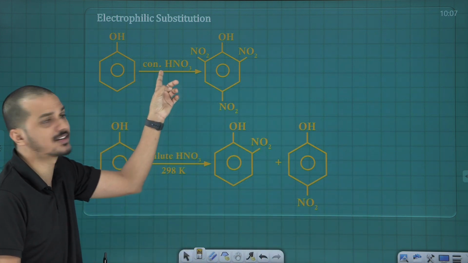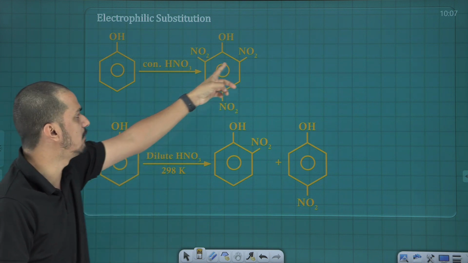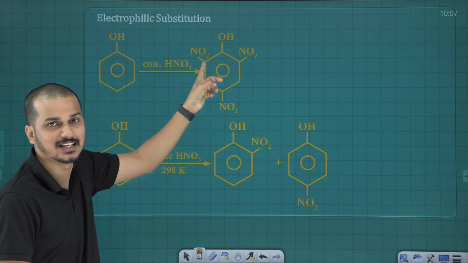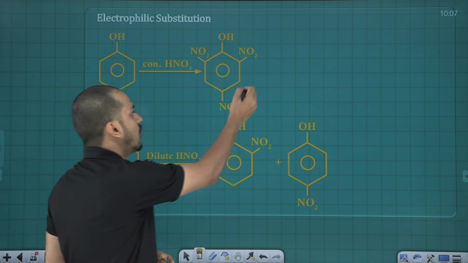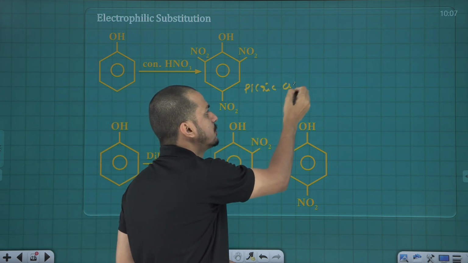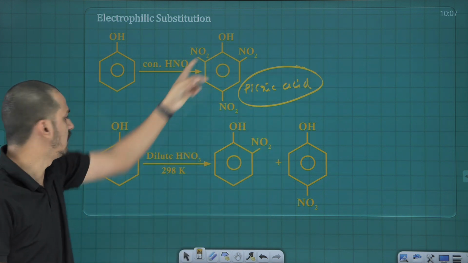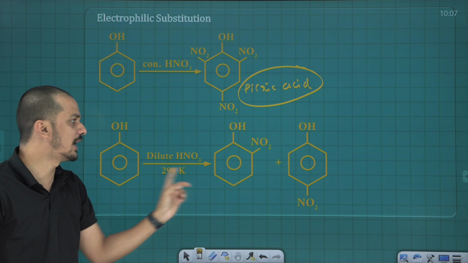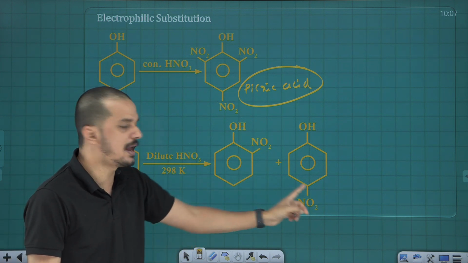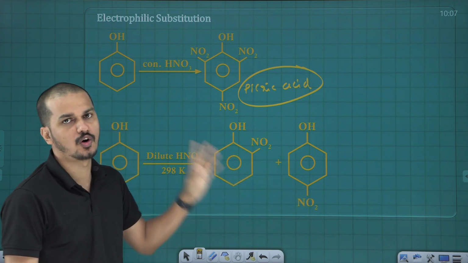If you are treating with concentrated nitric acid, NO2 plus groups will come and attach at the ortho and para positions at a time. Then you will get 2,4,6 trinitrophenol, or else it is called picric acid. It is used for making explosives. And if you are taking dilute nitric acid at 298 Kelvin, room temperature, you will get a mixture of orthonitrophenol and paranitrophenol. Always paranitrophenol will be the major product.